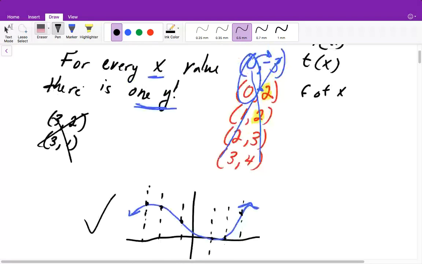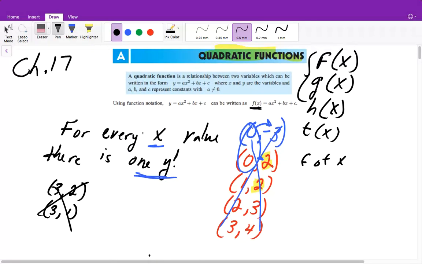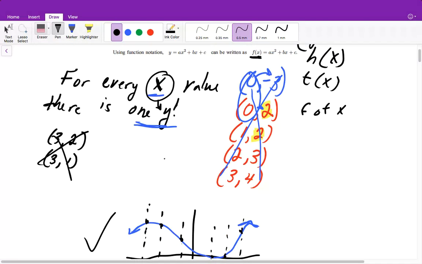All right, so for every one x value, there is exactly one y. Just make sure you think about that. For every x value you have, it's going to generate one y value. But it doesn't necessarily mean it has to be vice versa. We can have a y value give us two different x values, like I showed you here.